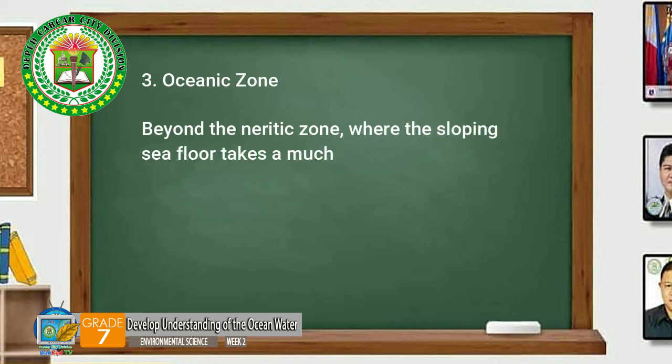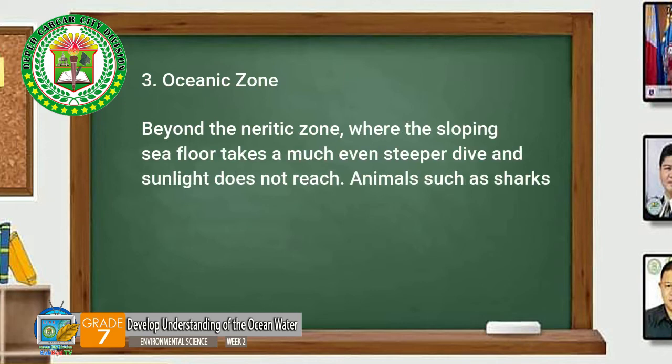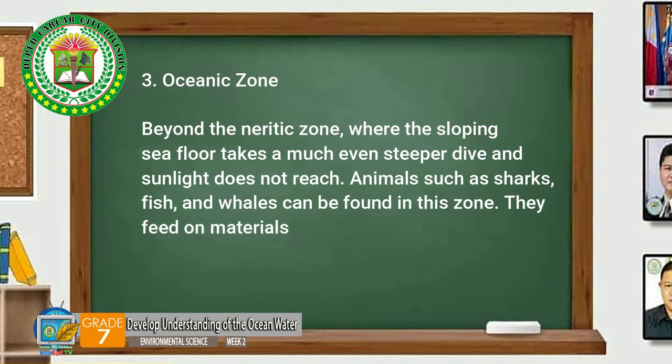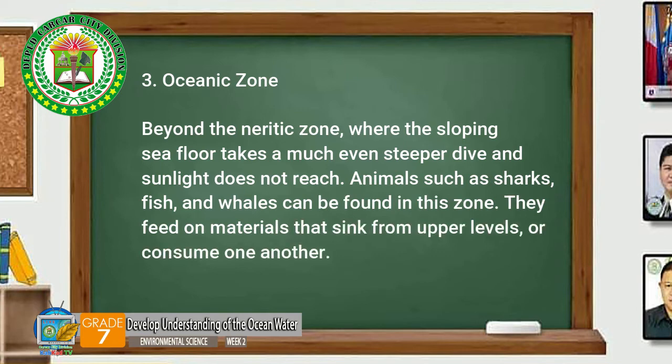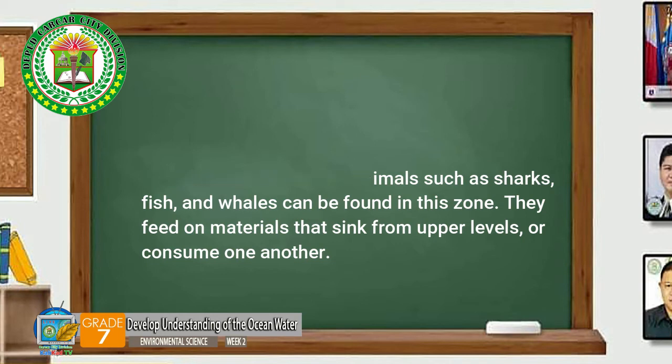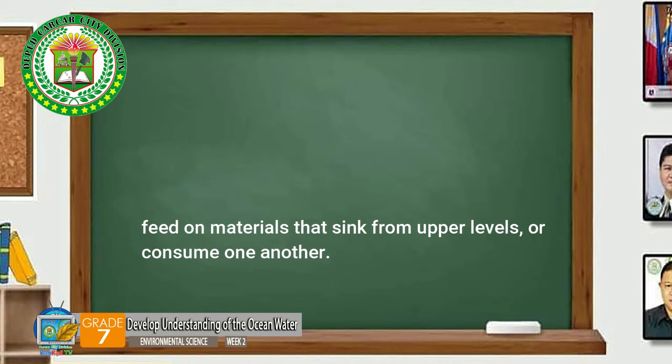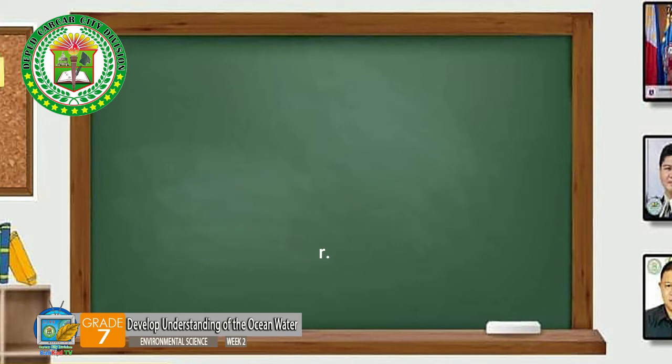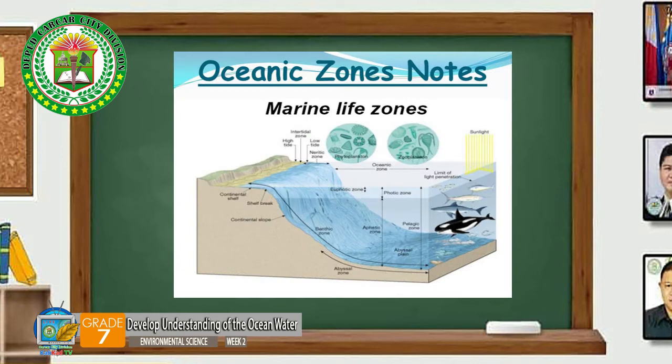Third, the oceanic zone, beyond the neritic zone, where the sloping sea floor takes a much steeper dive and sunlight does not reach. Animals such as sharks, fish, and whales can be found in this zone. They feed on materials that sink from upper levels or consume one another.